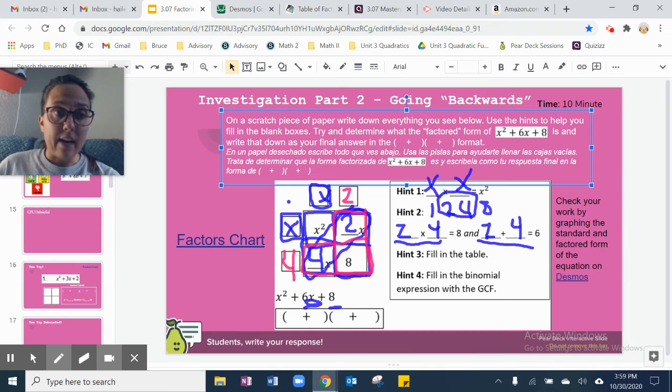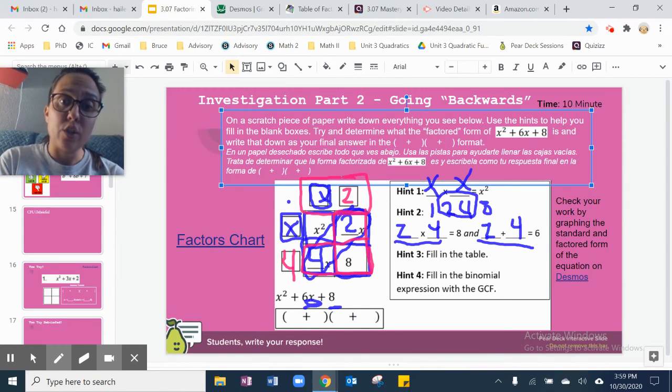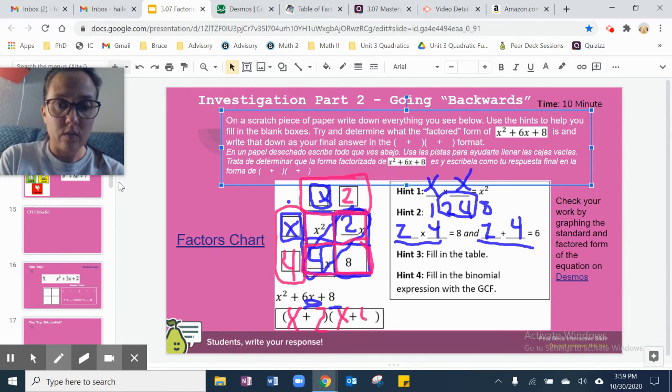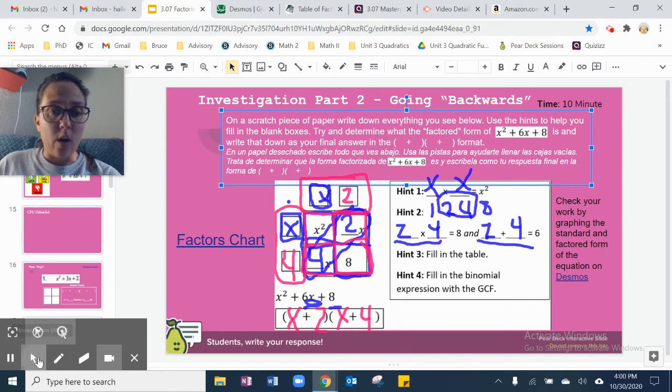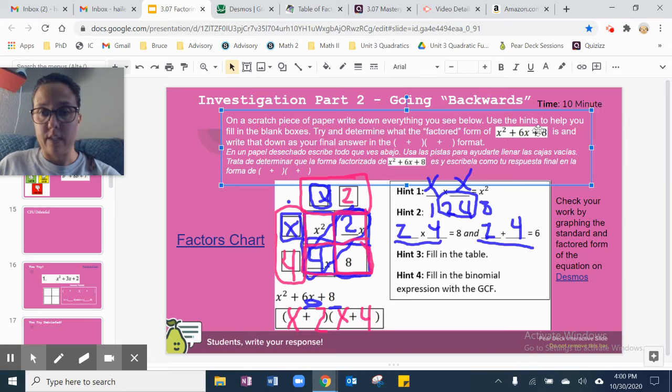So now we have our factored form. X plus 2, if it's a positive 2, which it is, we're going to put plus. So x plus 2. And then over here we have x plus 4. So that's the factored form of x squared plus 6x plus 8.